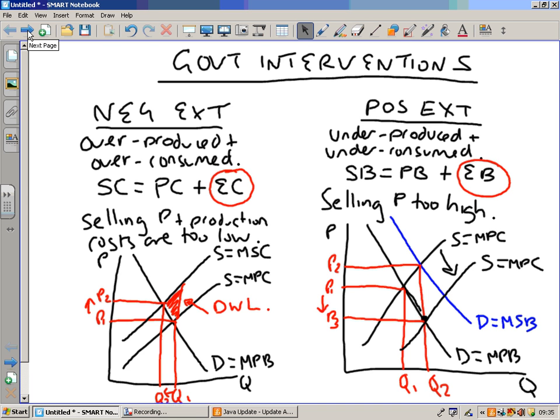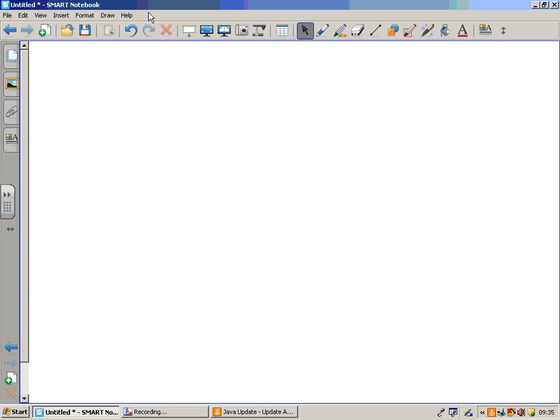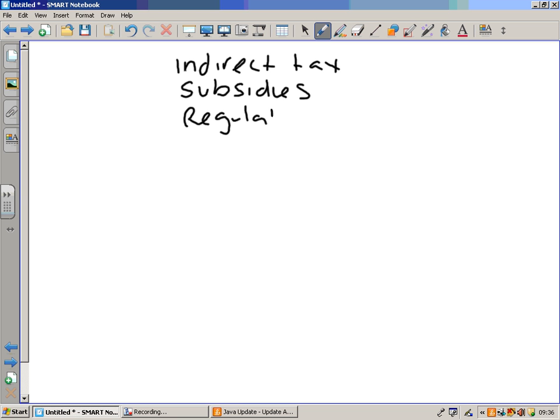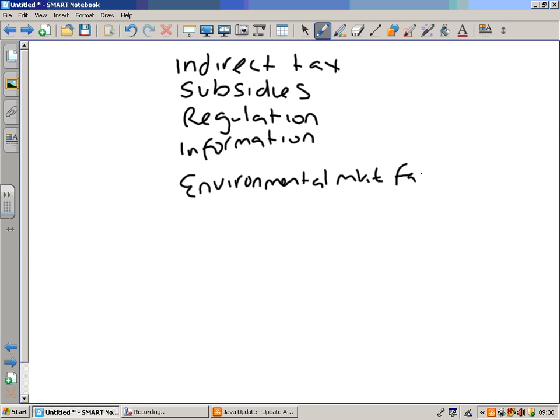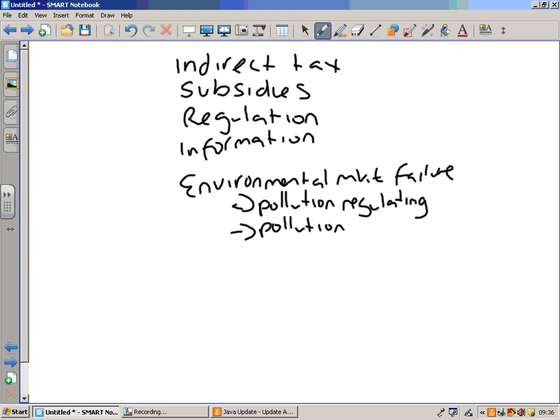What I want to think about now is what can we do to correct these market failures? Most obvious forms of intervention are indirect tax, subsidies, regulation, information provision. And when we look at environmental market failure, we can focus on the above, but we can also bring in what we call pollution regulating and pollution permits. So these are linked to negative externalities in effect.